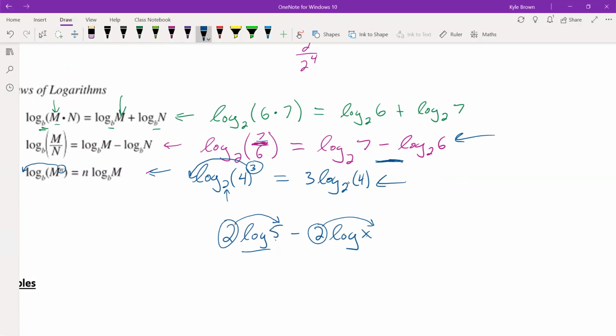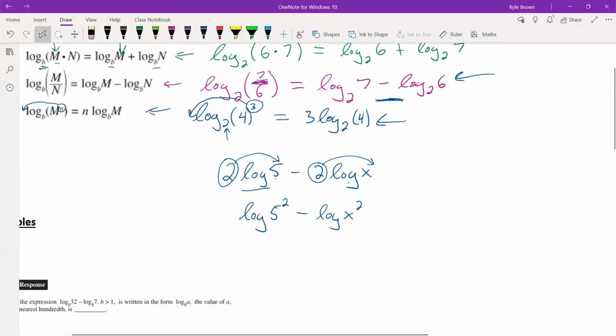That is this log law. So it's going to put it up to the top there, and then rewrite it. That would be the same thing as log base 10, I guess, but it's log 5 squared minus log x squared. Okay, so now, that's pretty much it.